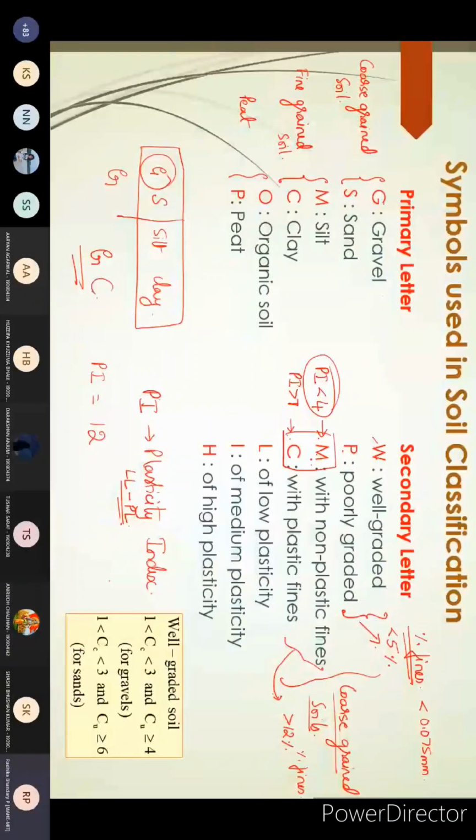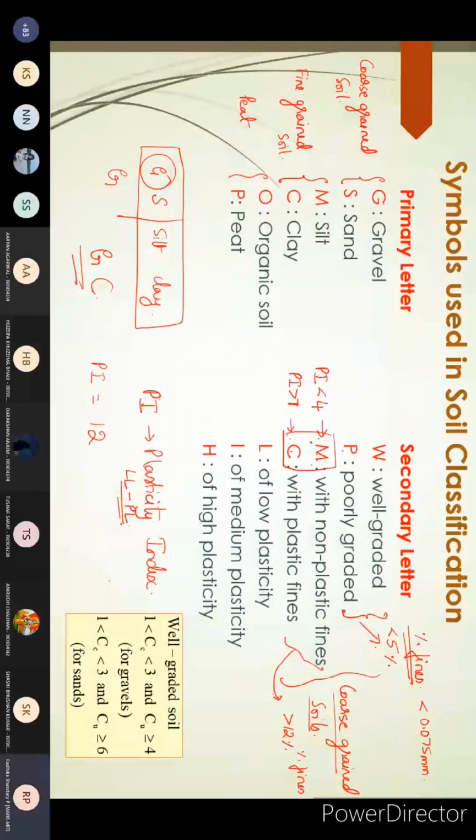So still I am talking only about coarse grained soils. Any questions till here? No questions? So if the percentage fines are less than 5%, you will use the symbol W or P, well graded or poorly graded, based on the values of CU and CC. If the percentage fines is more than 12%, then we won't use CU and CC. We will use the plasticity index. If it is less than 4, we use M as the secondary letter. If it is more than 7, we use C. So here it is clear.